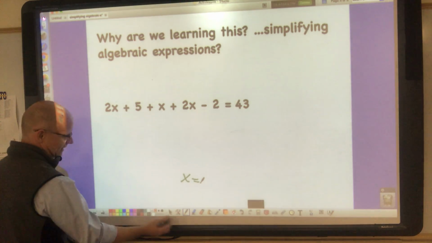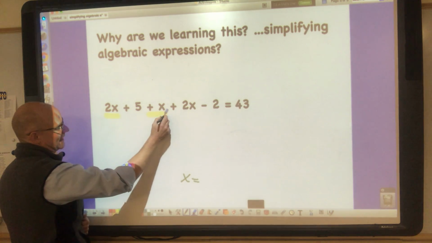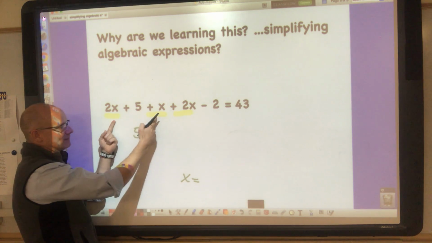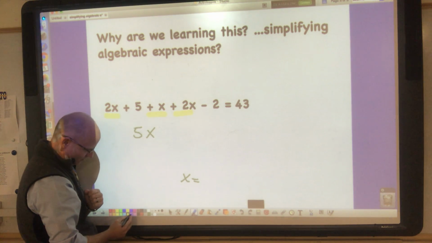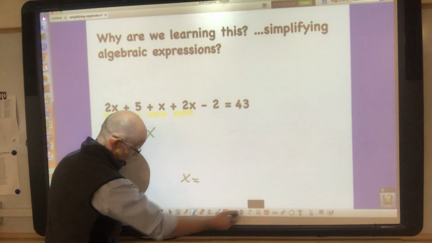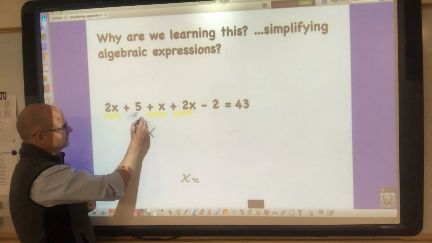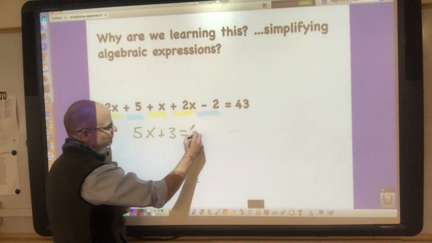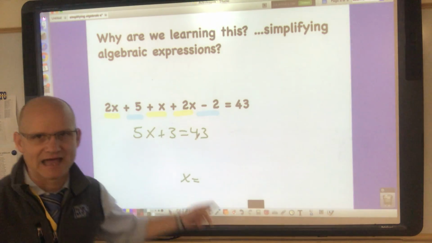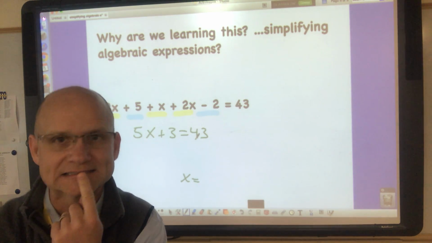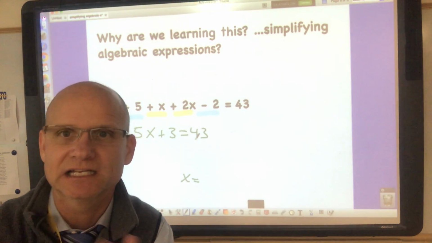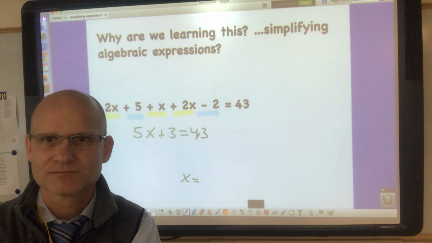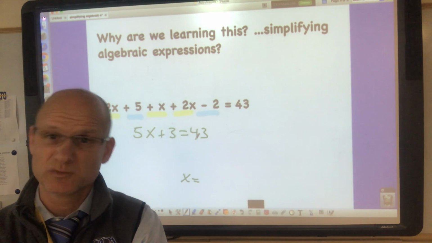So if you combine your 2x with your 1x with your 2x, that gives you how many of those x's? That gives you 5 of those x's. So I just combine my variables. And then if you combine your constants, I have a plus 5 with a minus 2, which gives you a plus 3. All that equals 43. Now I bet there's some of you in this class that know what x is. 5 times what number plus 3 is 43? Yeah, I know. You guys already get it. It's 8, right? So that's why we're learning how to simplify. So we can solve for x.